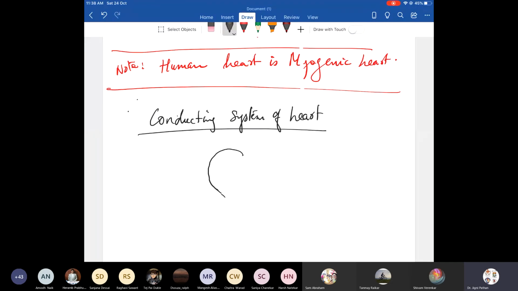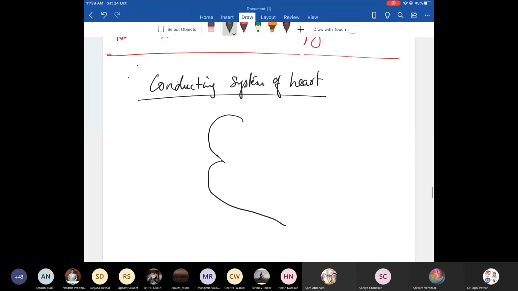And the screen is frozen. Screen is frozen? For everyone, the screen is frozen? Yes, ma'am. No, I can see the screen. Now it is not frozen. I can see the screen.